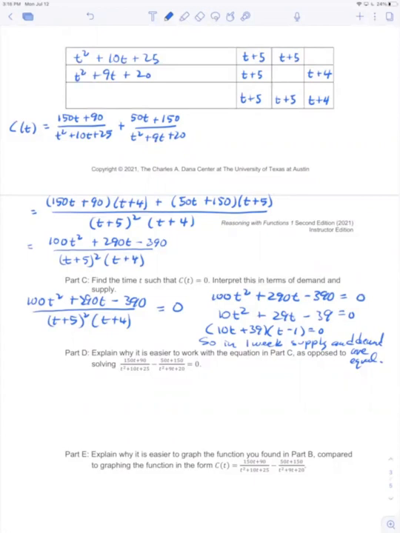So now let's move to part E. Explain why it's easier to graph the function you found in part B compared to the function in the form listed in part E. So the form of the function in part B is fairly easy to enter into a graphing calculator or the app, and it's only one fraction. So the more complicated form, it's more difficult to enter. Let's go on to part 3.